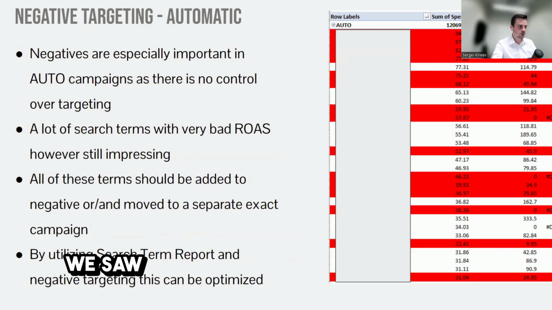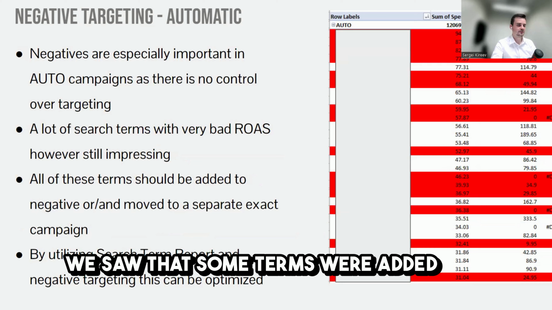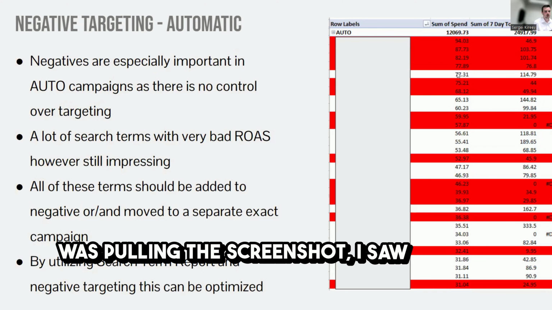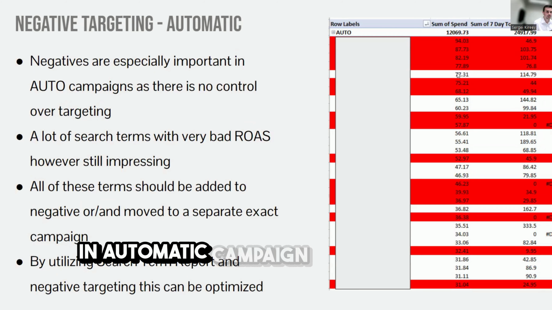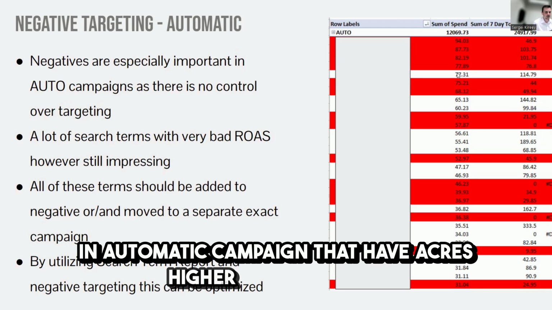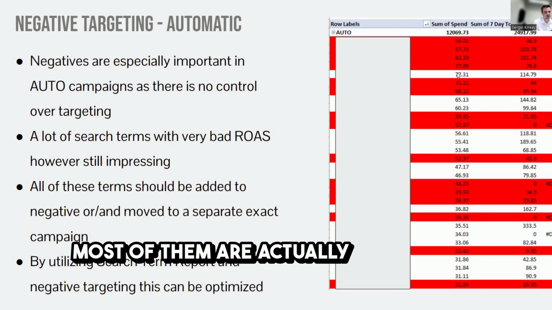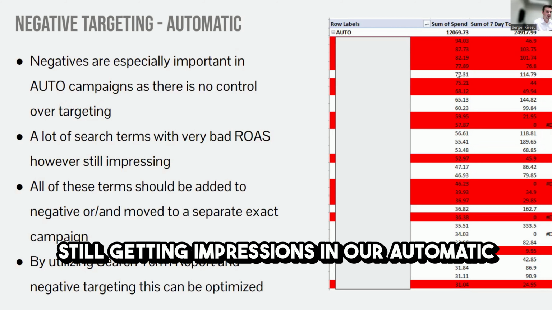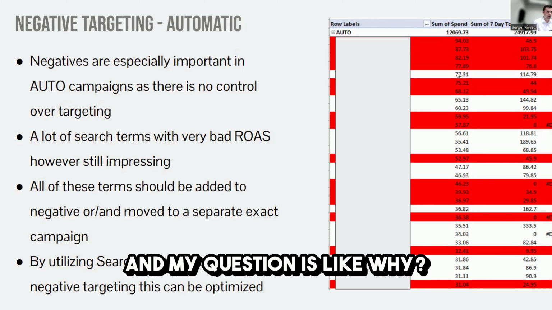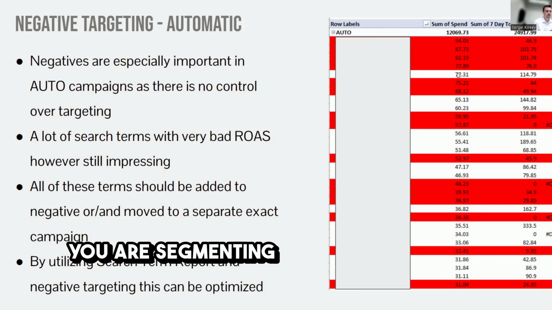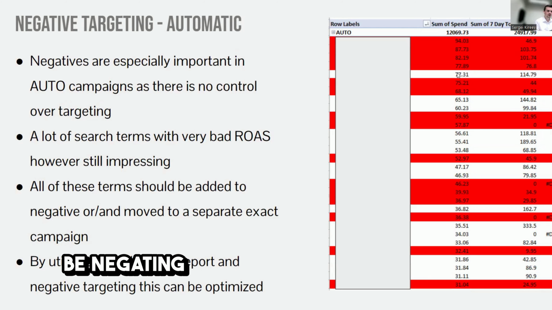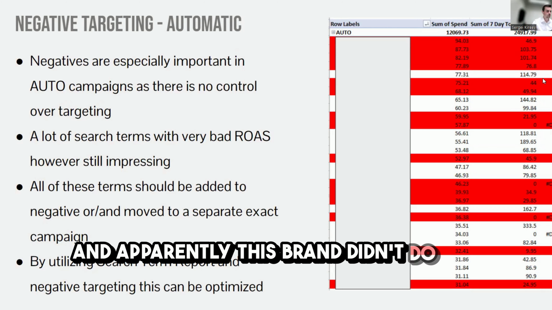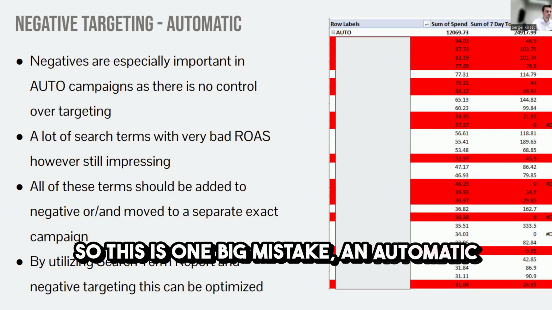The next thing here was not having a proper process for adding negative terms. For this brand, we saw that some terms were added into negatives, but there was no real process. When I was pulling this screenshot, I saw tons of search terms in the automatic campaign that have ACOS higher than 80%, and most of them are actually higher than 100%, that are still getting impressions in our automatic campaigns. And my question is, why? If you are segmenting your search terms, you should always be negating these types of search terms. And apparently this brand didn't do it in the past. So this is one big mistake in automatic campaigns.